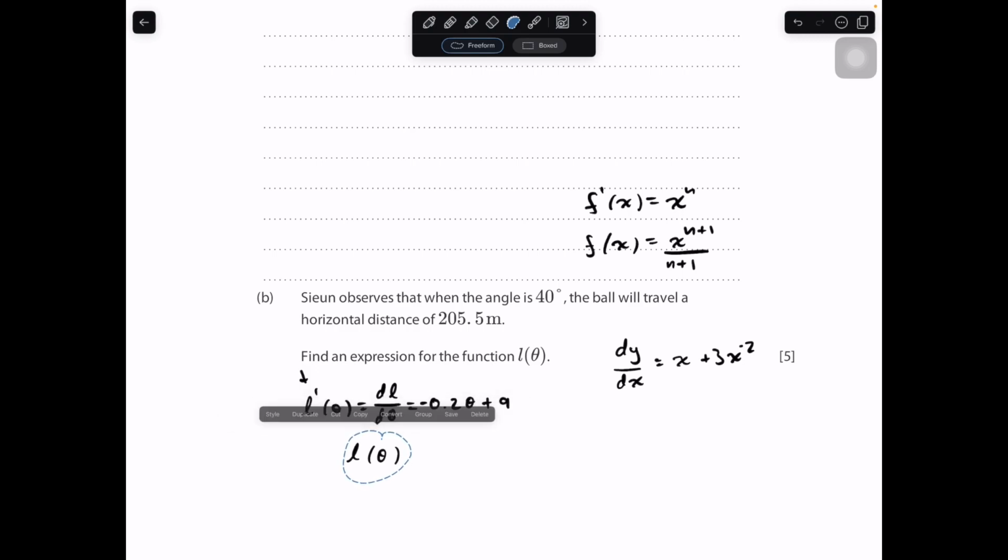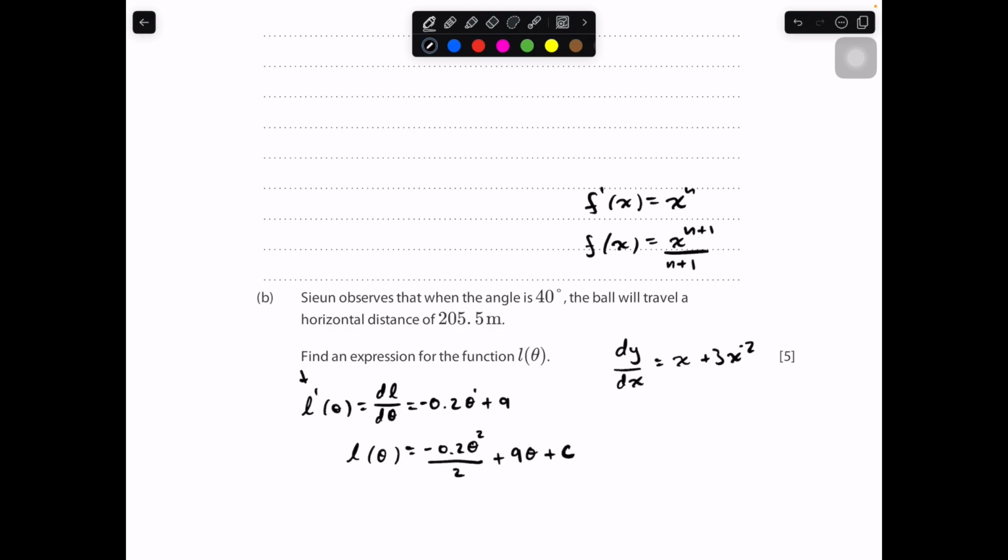L of theta is equal to, let's keep this negative 0.2 theta, but it used to be theta to the power of 1, now it's going to be to the power of 2, and let's divide out by that new value, plus 9. We know if there's a constant and we take the derivative, just some variable x, the x itself would go away. So if we want to take the antiderivative, this would be not 9x, but 9 theta. And constants, if they exist, would just disappear. So it's plus c.